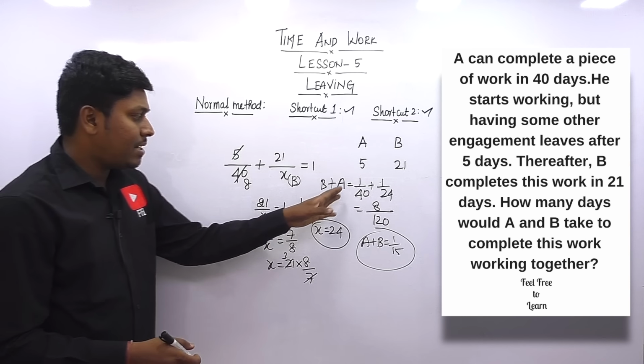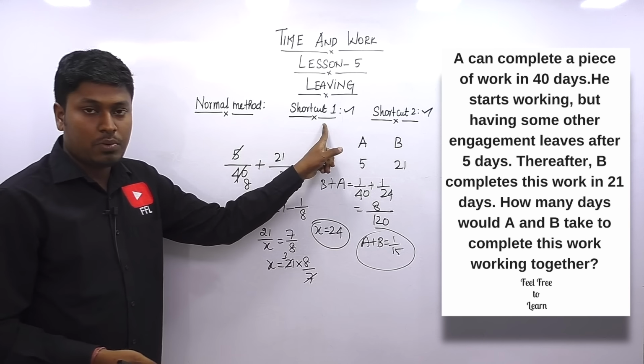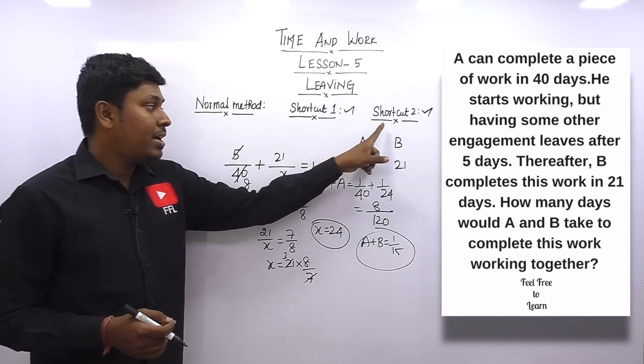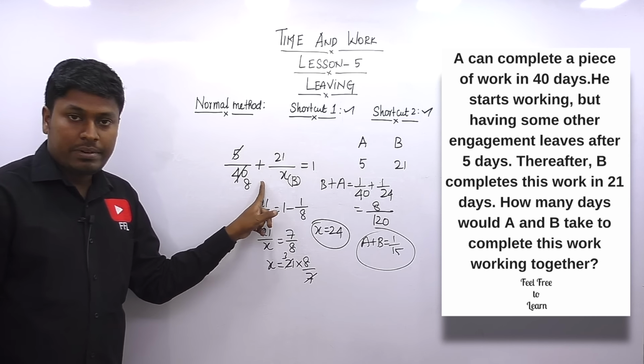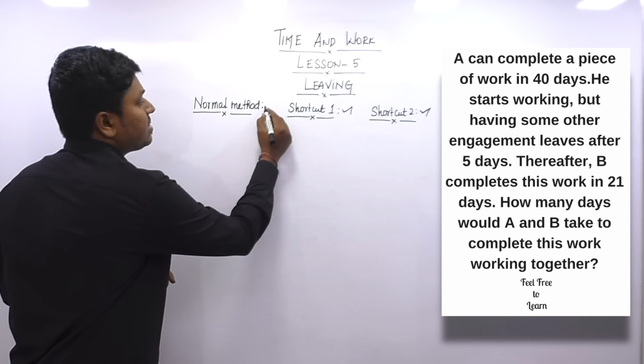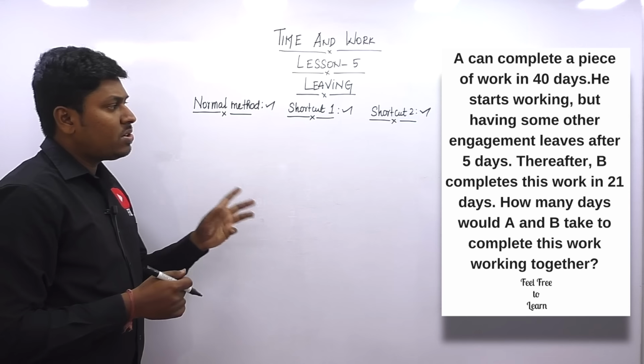So same logic, right? The same logic that we used in shortcut number 1. The only difference is, in shortcut number 1 we used to frame an equation, and in shortcut number 2 we used to frame an equation like this, and then we used to solve the question. Finally, we can solve this question by a normal method, right? So what is a normal method?